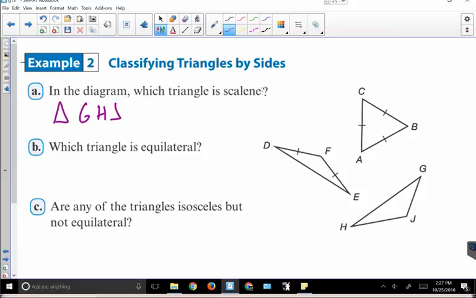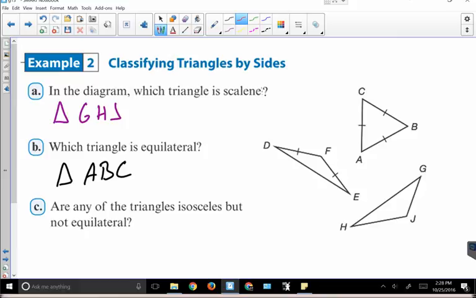So, what about B? Are any of these triangles equilateral? ABC? Triangle ABC, yes, triangle ABC. Okay? So, now the next question is a bit of a puzzler for some people. Are any of the triangles isosceles but not equilateral? Which one? Triangle what? DEF. Okay?